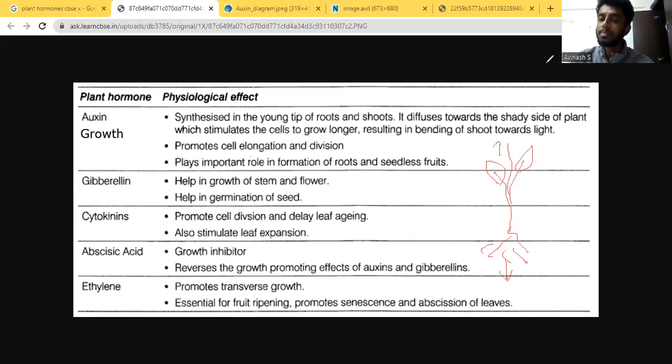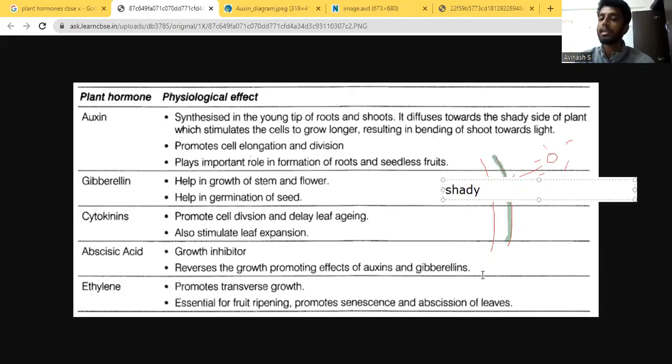So auxin's behavior is always, for example, if this is the stem and sunlight is coming from this direction, then this is the brighter side. If you look at the screen, this is the brighter side, and this side which is away from the sun is called the shady side. Shady side means whichever side is opposite to the sun's brightness.